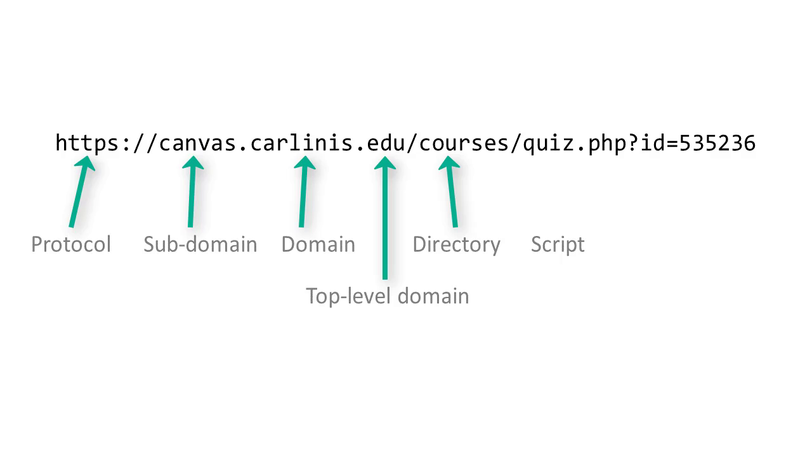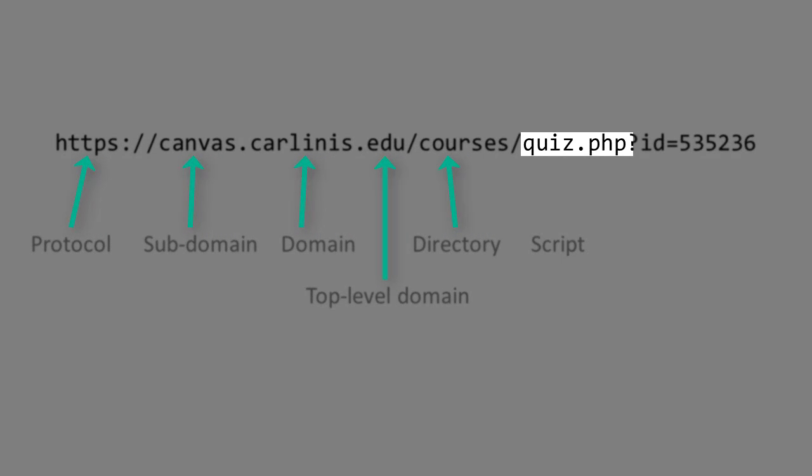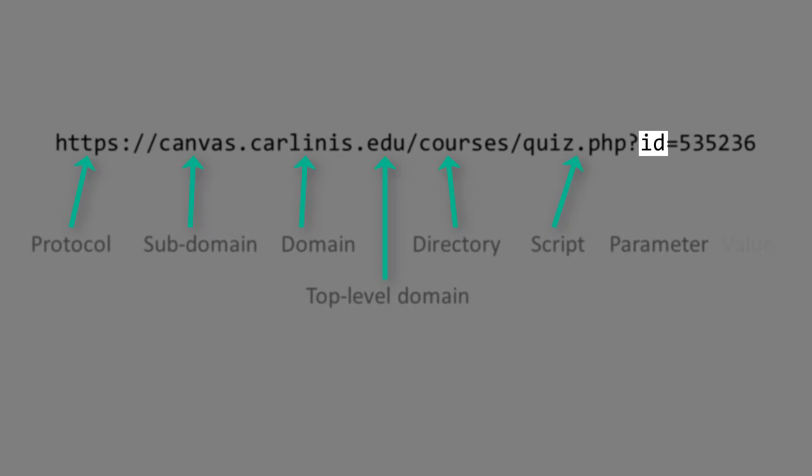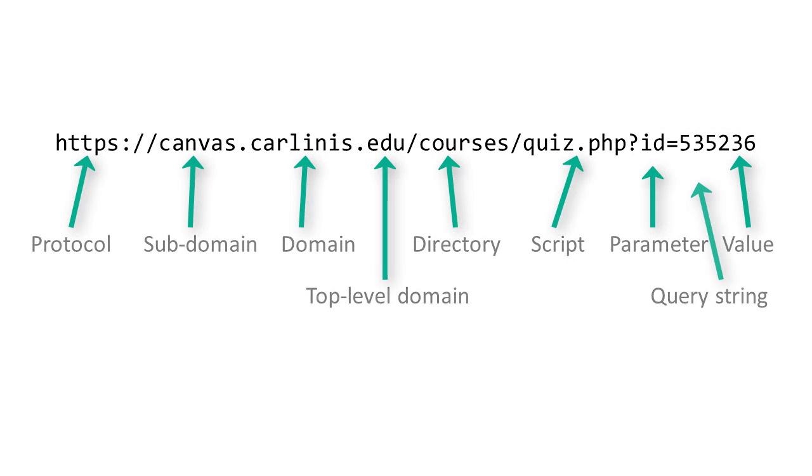Next is the script. This is the name of the program that runs on the web server to generate the web page. And we're almost to the end here. There is a parameter and a value, and together these form what's called the query string. These are inputs to the script to determine how it behaves.